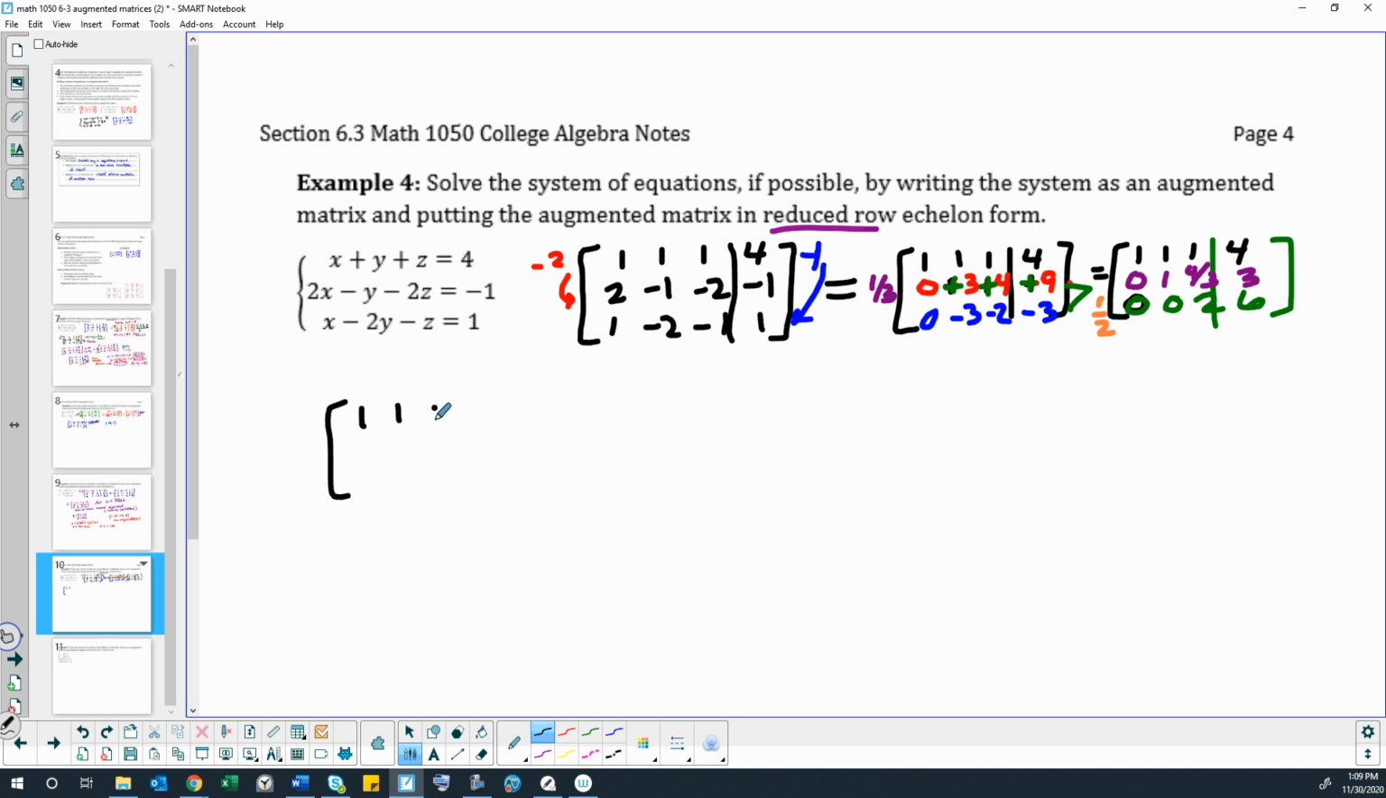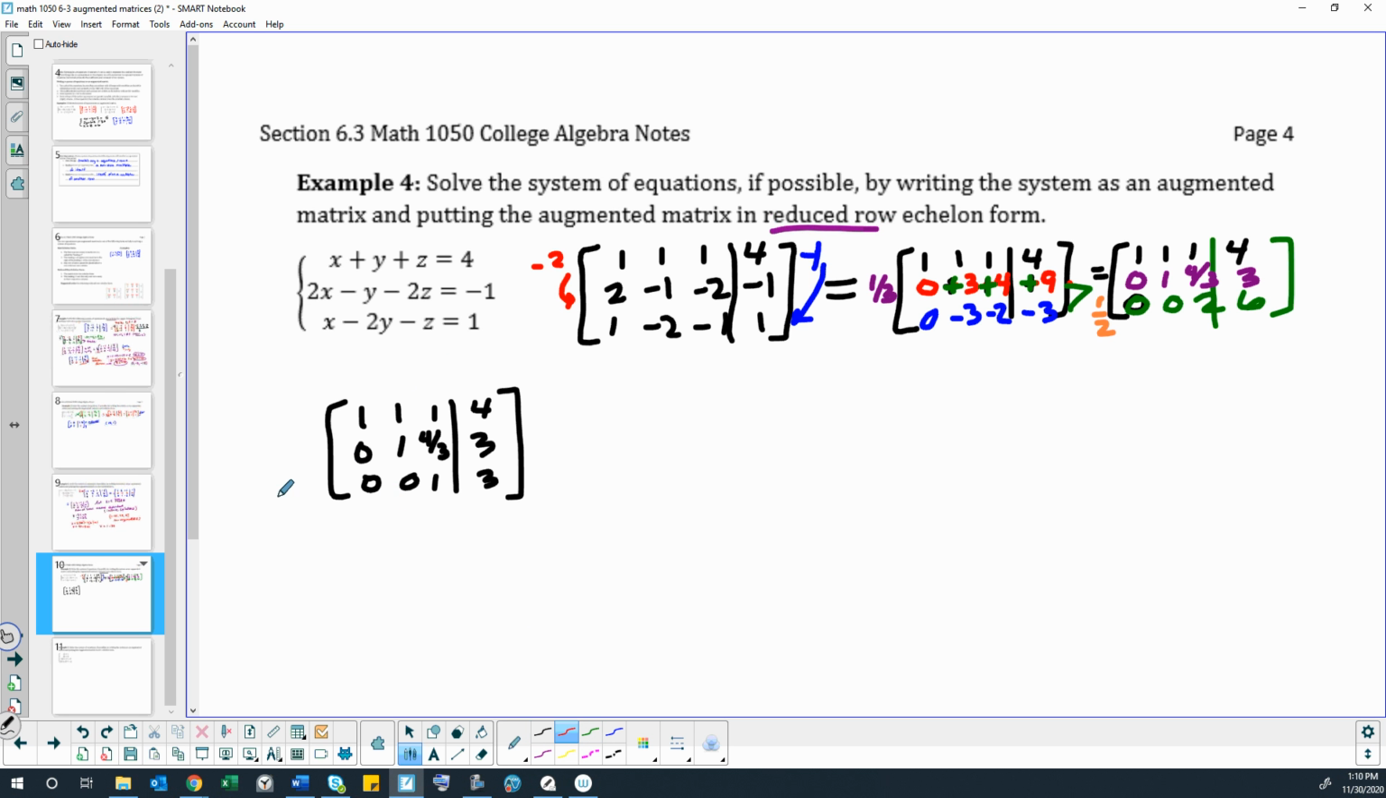So we've got 1, 1, 1, 4, and we have 0, 1, 4/3, because I don't want to do a repeating decimal, 3, and now we're going to have 0, 0, 1, 3, because I multiplied everything by a 1/2. Great. Awesome. So there's reduced, that's row echelon form right there.